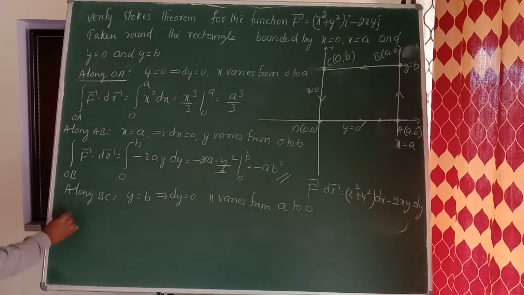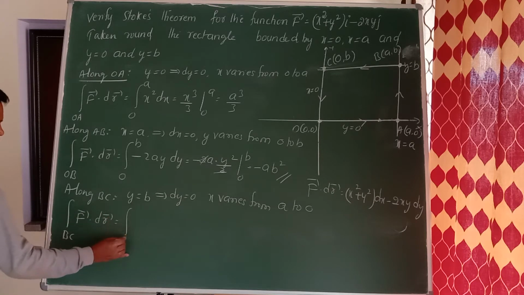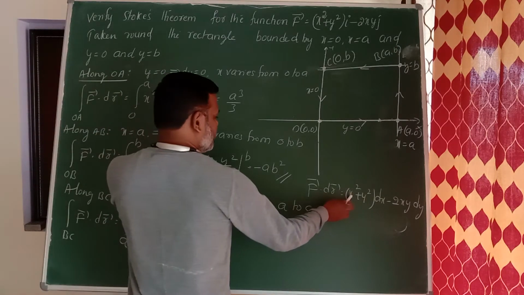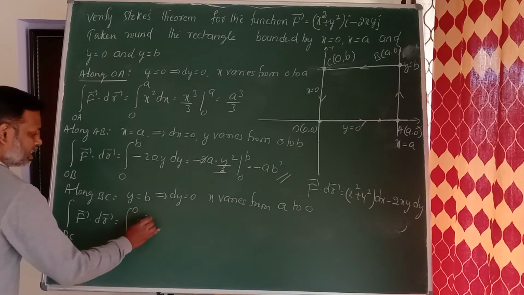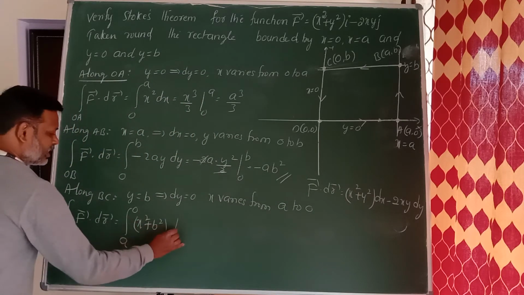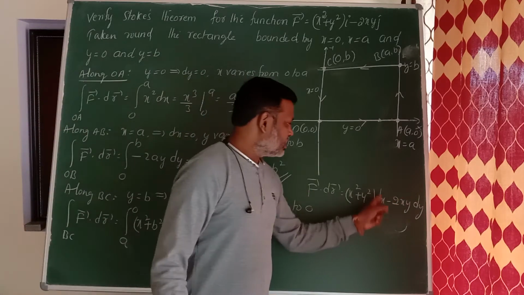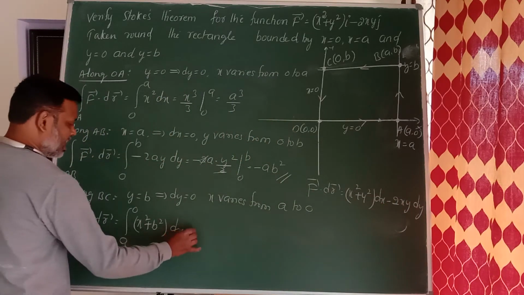So now the line integral from B to C of f dot dr: x varies from a to 0, y is equal to b and dy is equal to 0. So this becomes x square plus b square into dx, and since dy is equal to 0, the entire second term becomes 0.